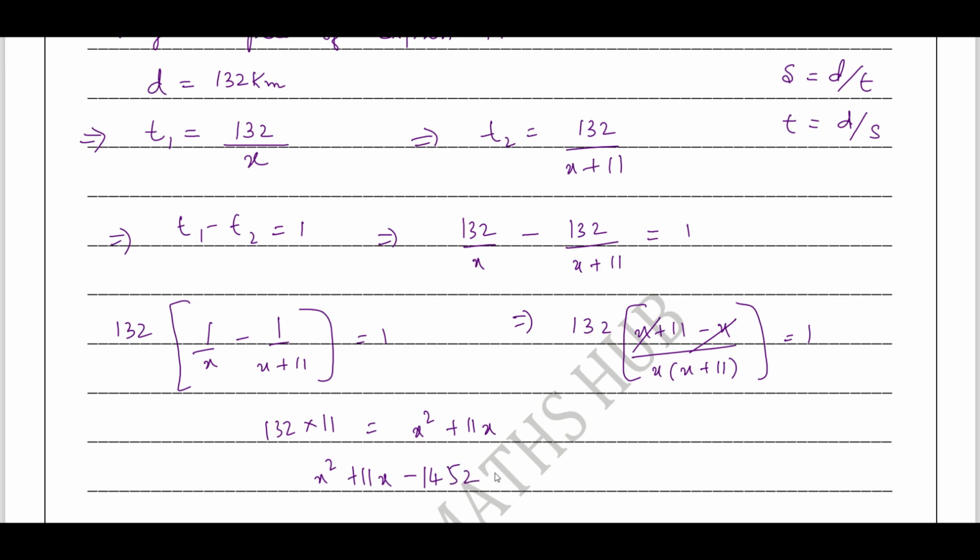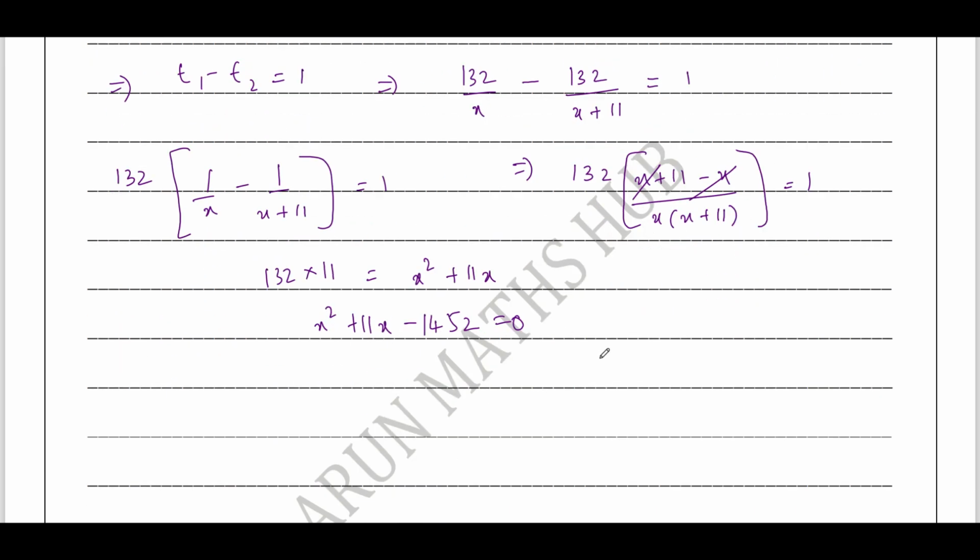1452. Students, in the examination the numbers will be simple. Don't expect big numbers like more than 1000. If it is there also, you can do it by factorization method. You can use factorization method or formula method. If we solve by formula method, we get x equals 33 and x equals minus 44.